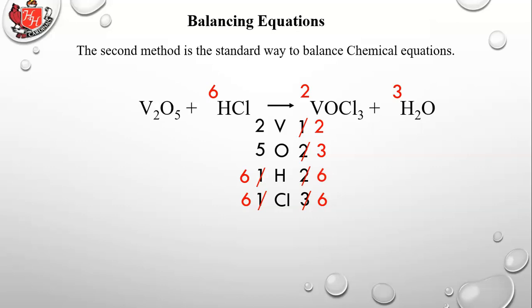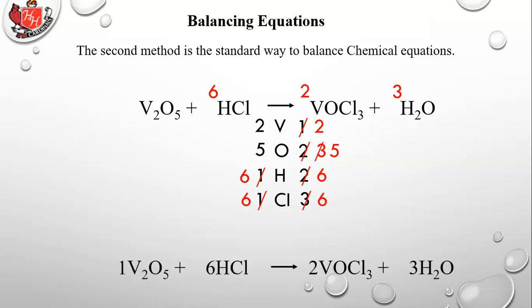But when we count, we see that we have 5 oxygen on the left, and we have 2 oxygen in the VOCl3 and 3 oxygen in the H2O, so 2 plus 3 is 5. So you change that to a 5, and now everything is in balance. You have the same number of each element on the left as on the right, and so that is going to be our final equation.